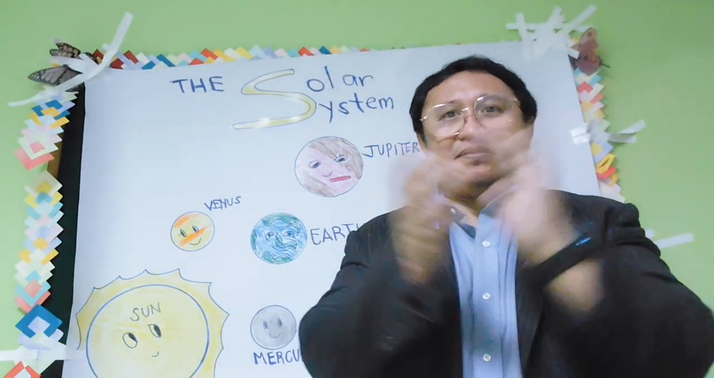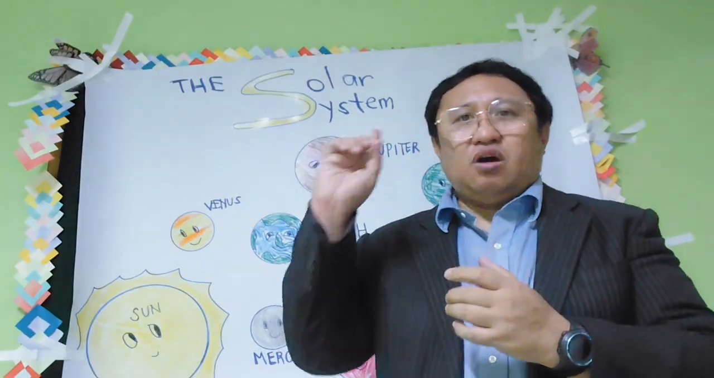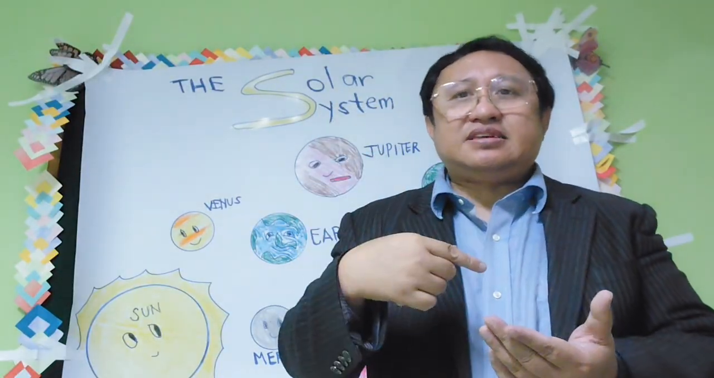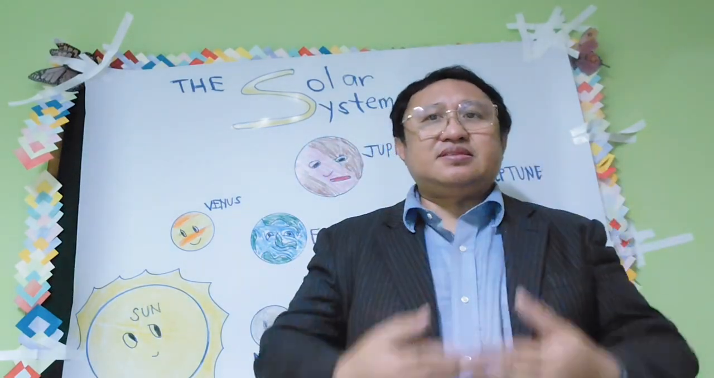Okay, great job. Today we have learned about the solar system, the planets, and how they rotate and revolve around the sun and their own axis. Also, we have learned the difference between inner and outer planets.